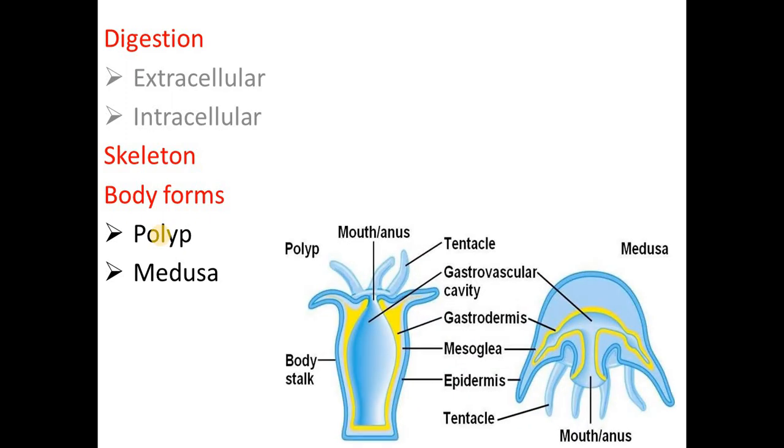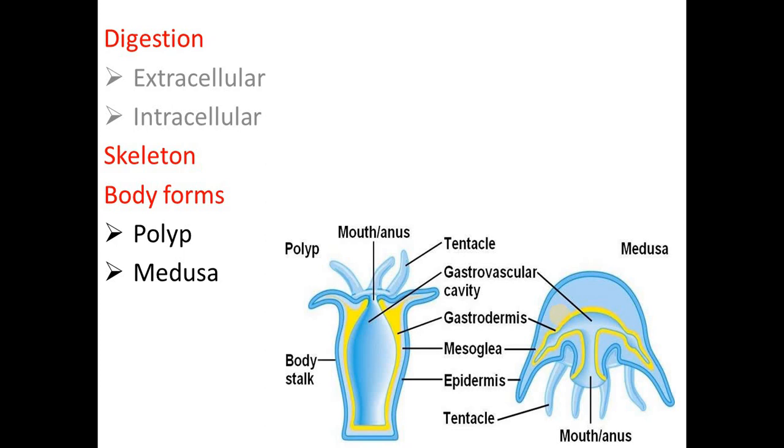It can be explained with the help of a diagram. Polyp is a cylindrical form which remains attached to the substratum, whereas medusa is umbrella shaped and is a free swimming form. Some coelenterates exist only in polyp form, such as Hydra and Adamsia, while some have medusa form as the dominant form in their life cycle, for example Aurelia, jellyfish.